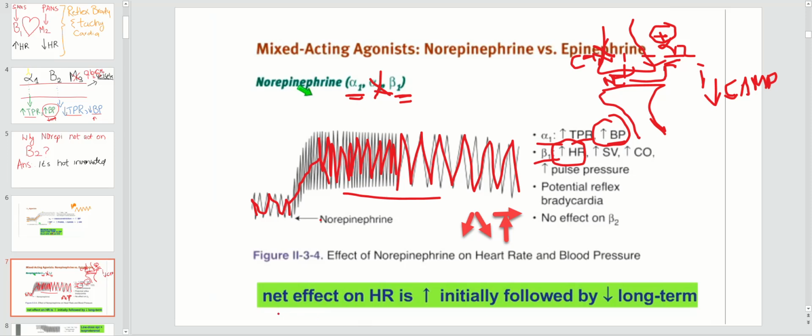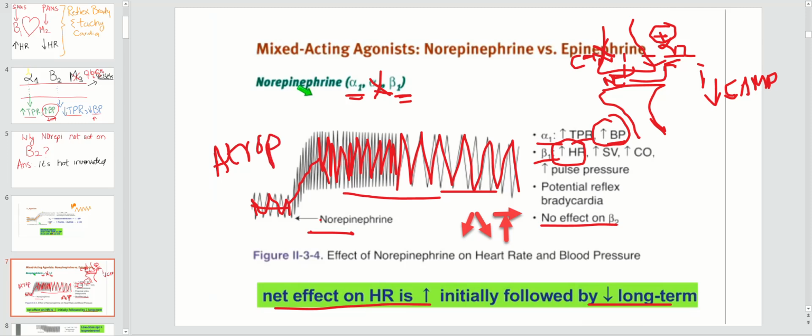So over here this green line, they are saying the net effect on the heart rate is increased initially, followed by the long term decrease, which is your reflex bradycardia. And this point is showing there is no beta 2 effect by the norepinephrine. One other thing you have to remember, that if I am using atropine before giving the norepinephrine, the same tracing, let's say this is your patient, so before giving the norepinephrine I give the patient atropine.